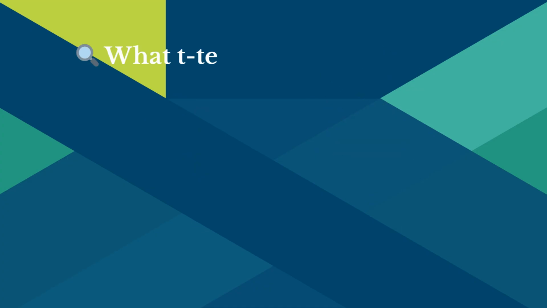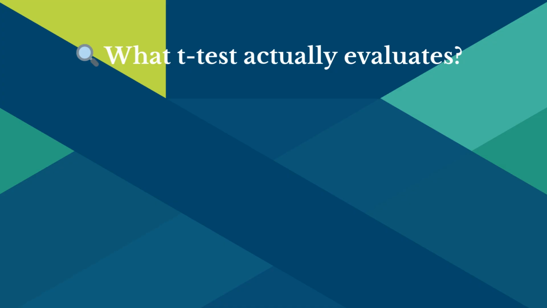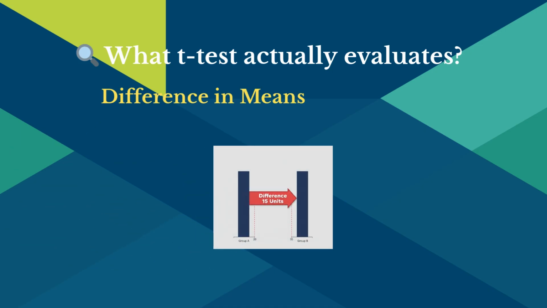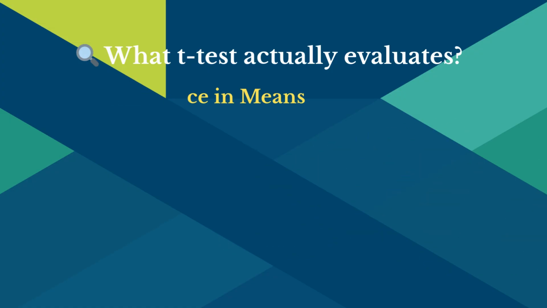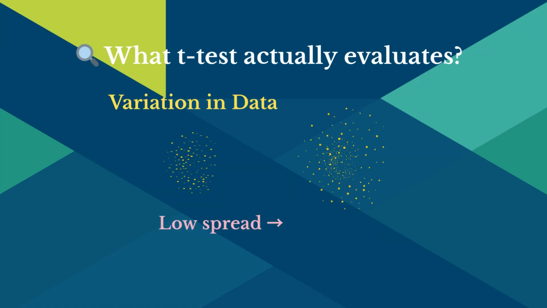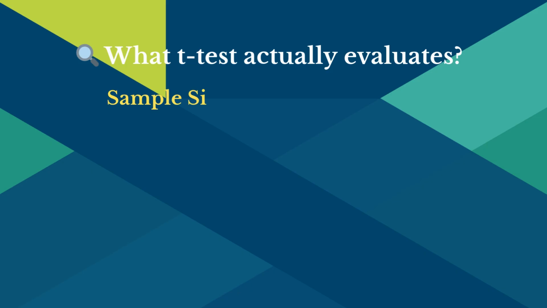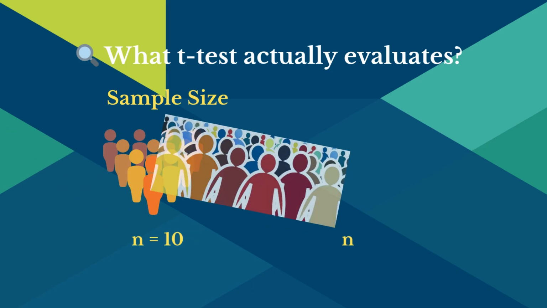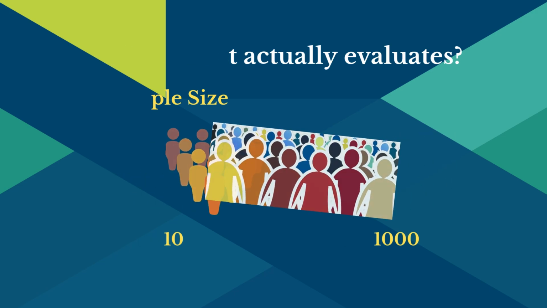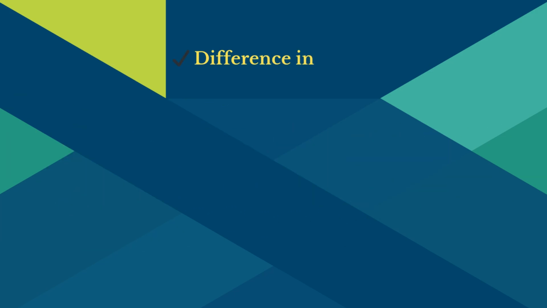To understand how a t-test does this, we need to look at what information it actually uses. Every t-test is built on three simple components. First, difference in means, meaning how far apart are the averages. Second, variation in data, meaning are values tightly clustered or widely spread out. Third, sample size, meaning are we looking at 10 observations or 1000? When these three pieces come together, the t-test turns them into a single number.